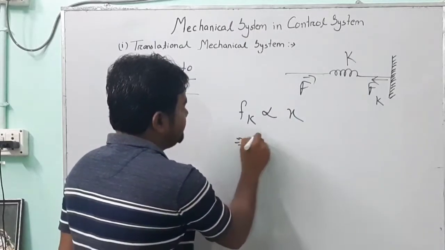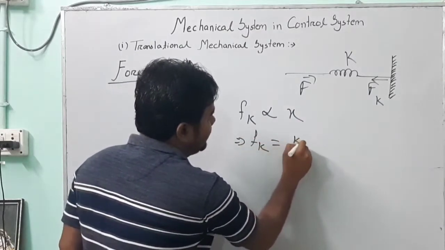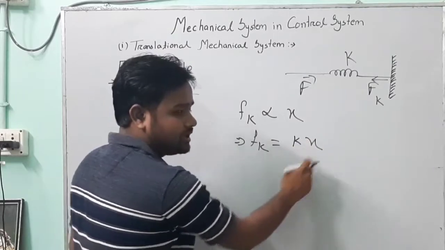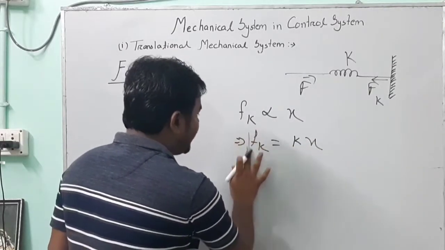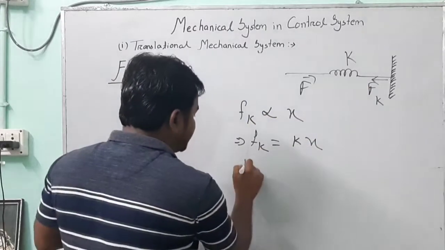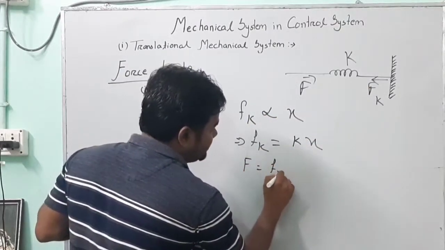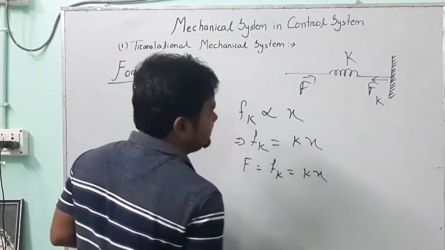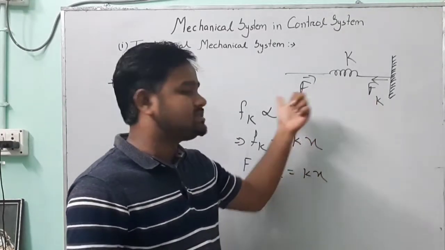F of K is proportional to the displacement only. That means F of K is equal to K into X. And we know that F is also equal to F of K. That means F is equal to F of K is equal to K into X. Here one side is fixed and one side is free.